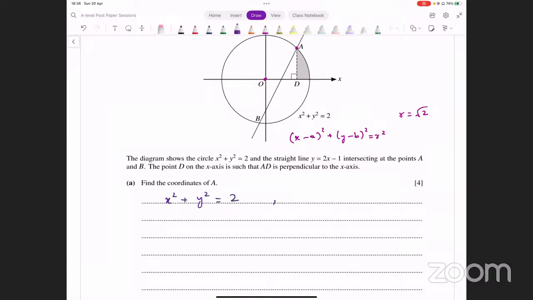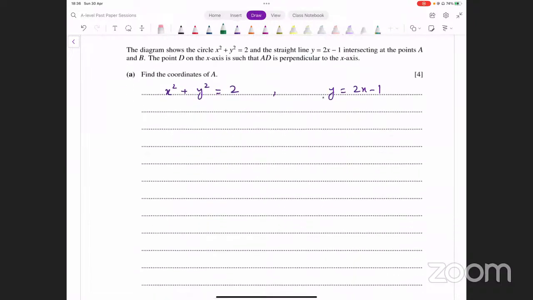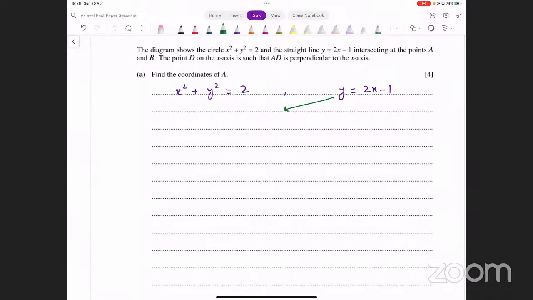We have the equation of the line given as well. That's y equals 2x minus 1. What do we do with this? Y equals 2x minus 1. इसको first equation में input कर दें. ठीक है. जो linear equation है वो quadratic में जाके input कर दें.